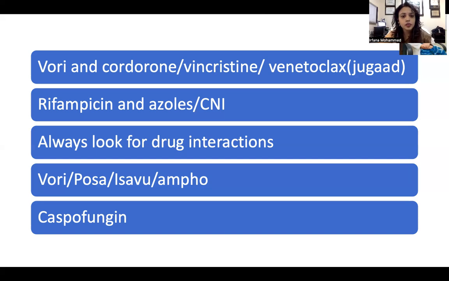And next, moving on to rifampicin and azole. Rifampicin is a very strong enzyme inducer, and it decreases the levels of azole. So if you are having a patient with TB as well as fungal infection, which you come across routinely, rifampicin will decrease the levels of azoles very significantly. Sometimes you will have even 0 to 10% of the level of the antifungal.